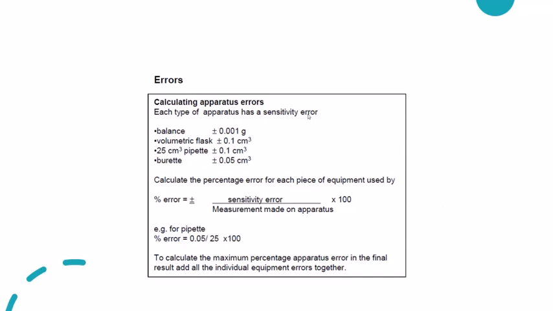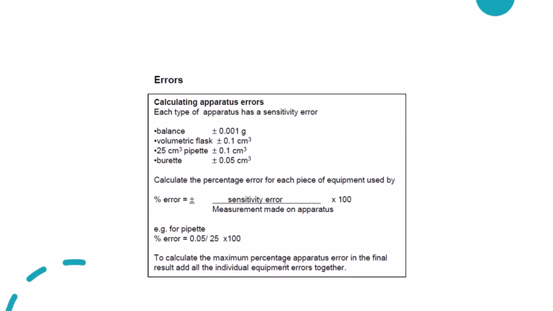Then how to work out the errors of the apparatus? For example, if I say a balance is 0.001 gram accurate, that's the least count. The same for volumetric flask, pipette, burette. So the percentage error is sensitivity divided by measured value multiplied by 100. For example, if we use a 25 cm³ pipette, or we use a burette.